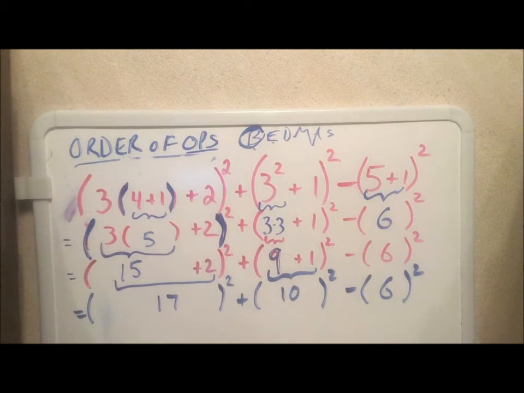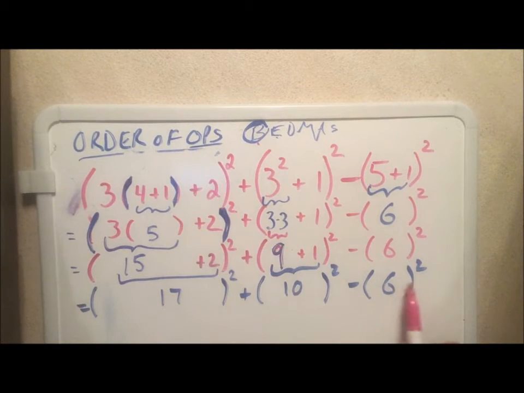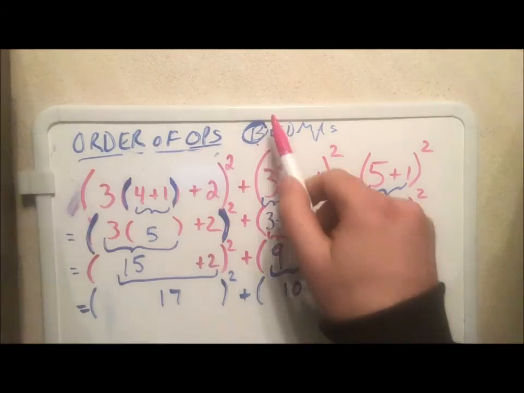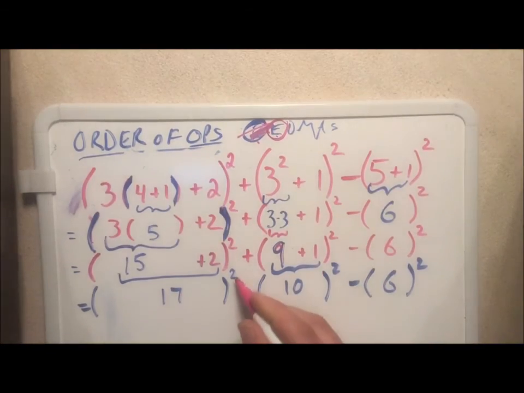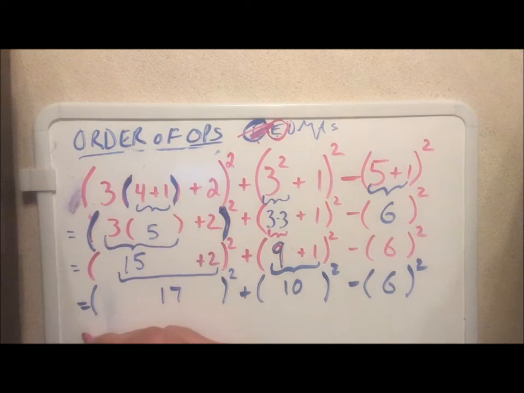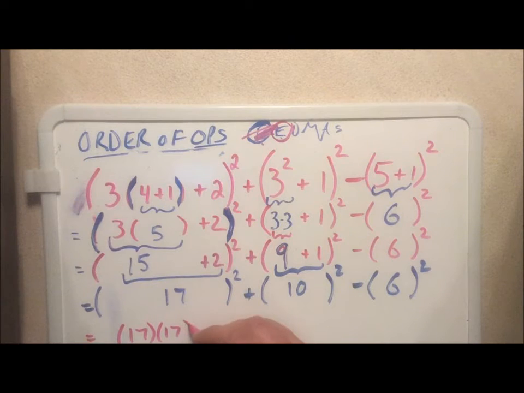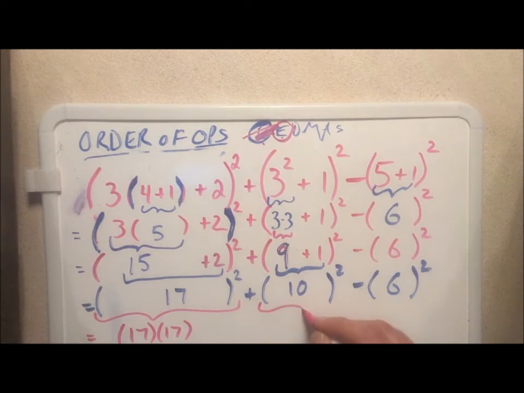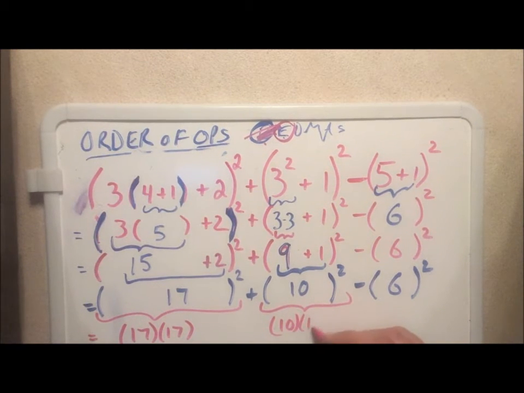Okay. There's nothing left to solve in the brackets, so we can forget about that. We move on to the E for exponent. So this little 2 attached to the 17 means that that 17 is replicated 2 times. This 10 with this little 2 attached to it means that 10 is replicated 2 times.